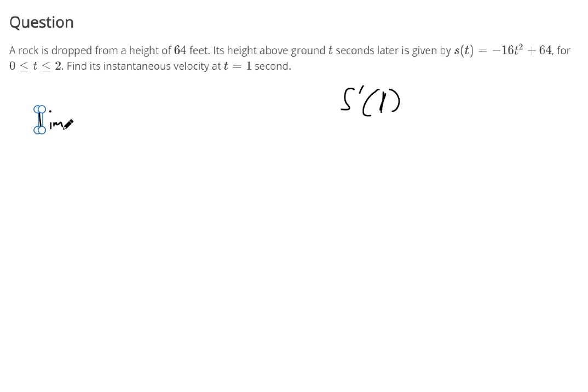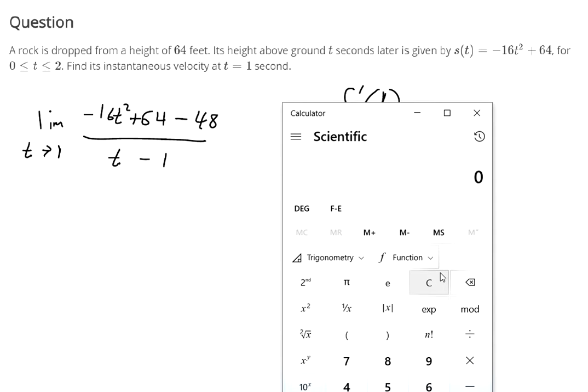We want the limit as t approaches 1 of s of t minus s of 1. So this is the value when we plug in 1 into the function. So that's negative 16 plus 64. That's 48. Divided by t minus 1. Just using the top one of the two limit definitions of the derivative. I used the top one in a previous video. Same as what's in your text.